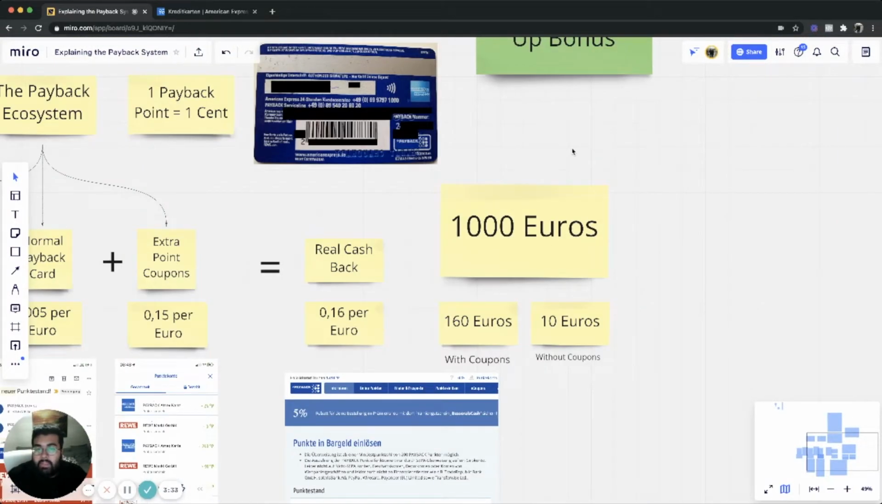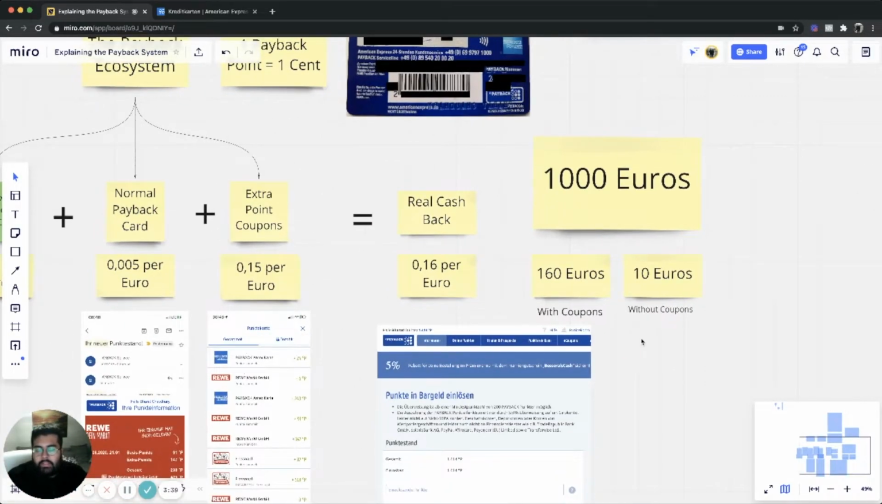Let's say you have a family and your monthly expenses are around 1,000 euros. If you're using different kinds of coupons and really optimizing your spending, then you can save up to 160 euros in cash back. That means instead of the 1,000 euros that you were spending, you have in the end only spent 840 euros, because you received 160 euros as cash back. But if you're not using coupon discounts, you're still getting the 10 euros back.